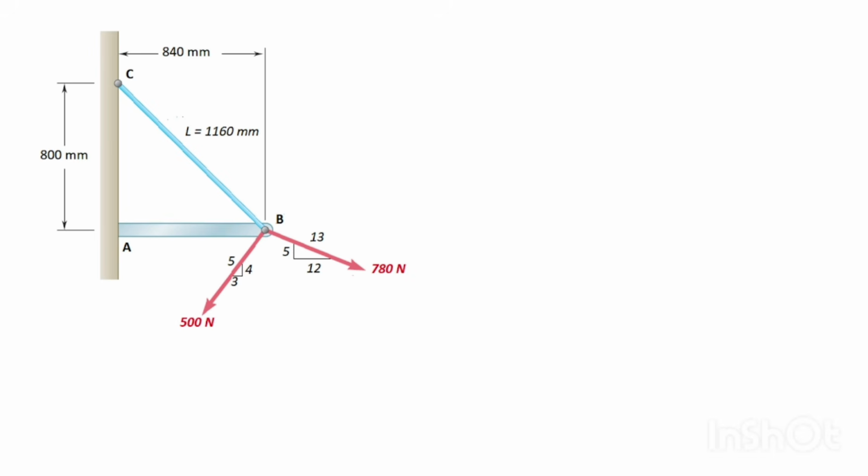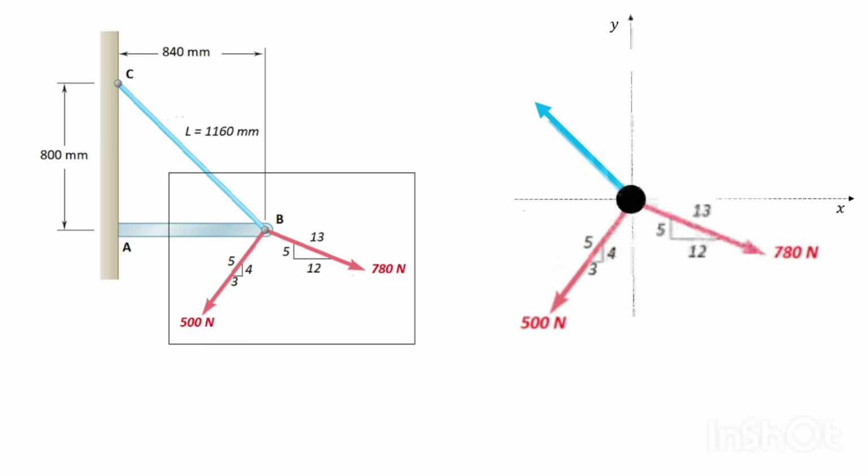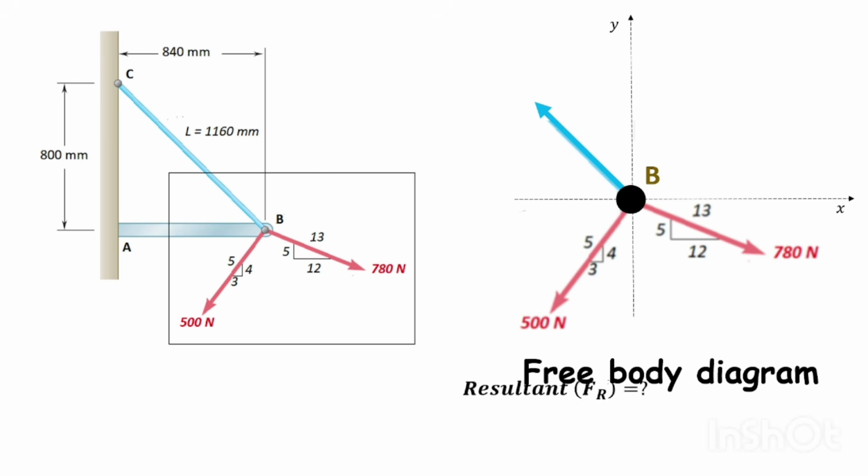To solve this problem, the first thing to do usually is to produce what you call a free body diagram. The free body diagram is just a section that shows all the forces acting at a point with other bodies removed from it. So for this case, this is our free body diagram. And let's not forget, having produced the free body diagram, we are to look for the resultant force Fr.